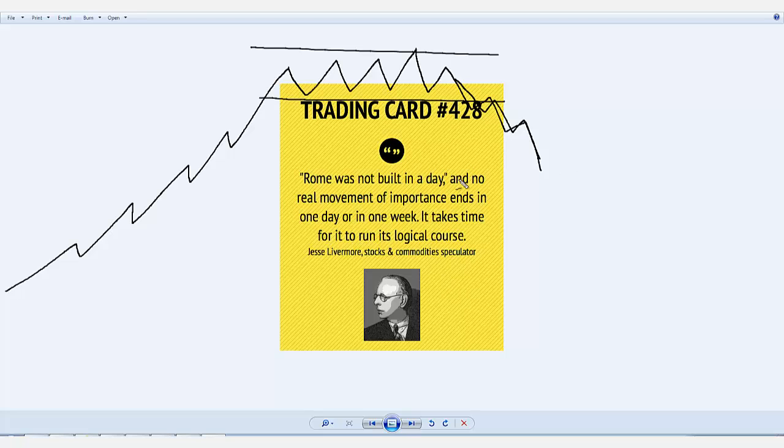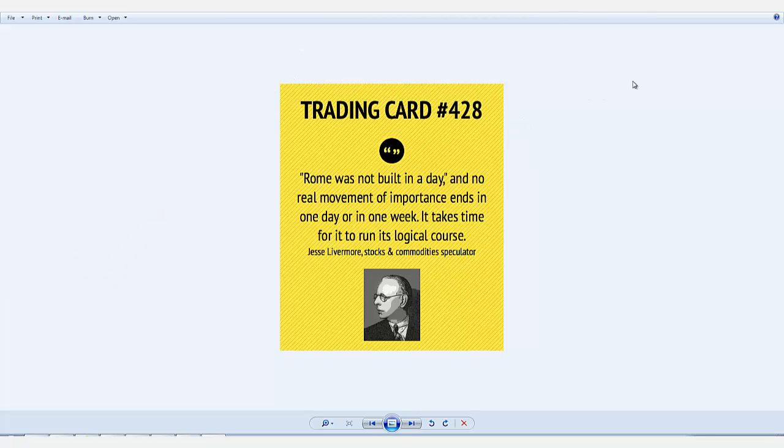And this also coincides with the saying over here, right? Rome was not built in a day, and no real movement of importance ends in one day or 1 week. So basically, it's telling you that a trend doesn't really end suddenly in one day or in 1 week. Rather, it takes time to complete its course before reversing from there. So with that in mind, let's look at a chart, right?